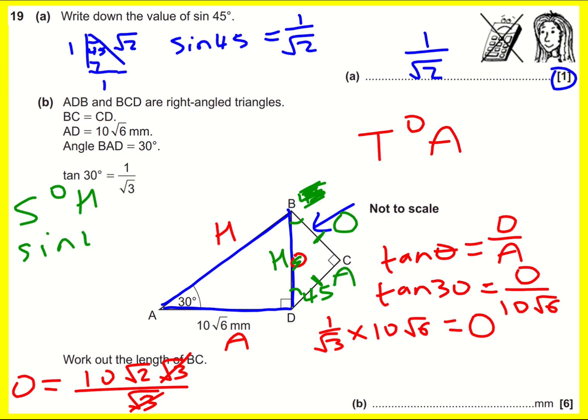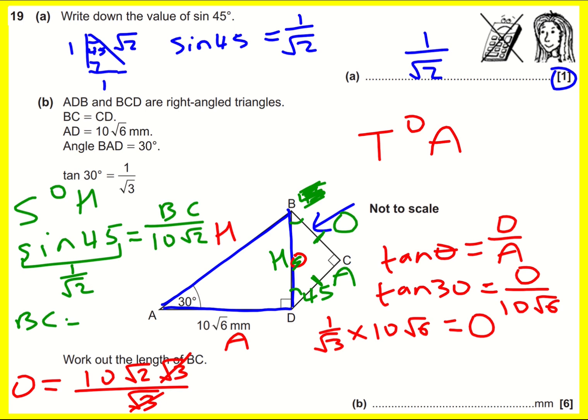We can write down that sine 45 is BC, which is what I want to find, divided by 10 root 2. But sine 45 from part 1 is 1 over root 2. So it's going to be that BC is equal to 1 over root 2 times 10 root 2, and we're there because these cancel and BC is equal to 10. Now, how do you do this question if you can't do part A and you don't know what sine 45 is? Well, there is another way. So we're going to talk about that just quickly.